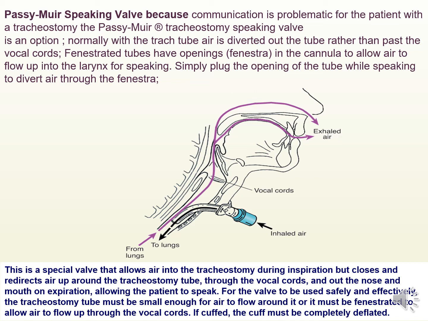This is a special valve that allows air into the trach during inspiration, but closes and redirects the air around the trach tube through the vocal cords and out the nose and mouth on expiration, allowing the patient to speak. For the valve to be used safely and effectively, the trach tube must be small enough for air to flow around it, or it has to be fenestrated to allow air to flow up through the vocal cords. If it's cuffed, the cuff must be completely deflated.